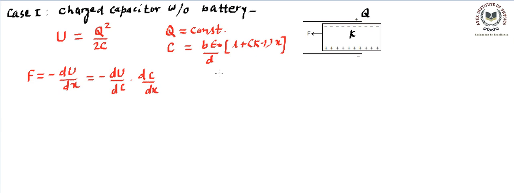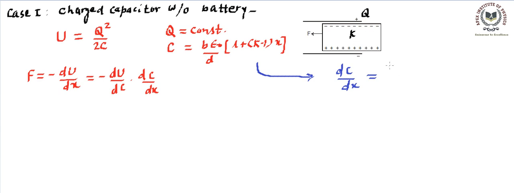What is dc upon dx going to be? That can be calculated using this. So let's talk about what dc upon dx is going to be. From here we can find dc upon dx. That means we are differentiating it with respect to x. That means the rate of change of capacitance with respect to the distance the dielectric slab has gone inside.